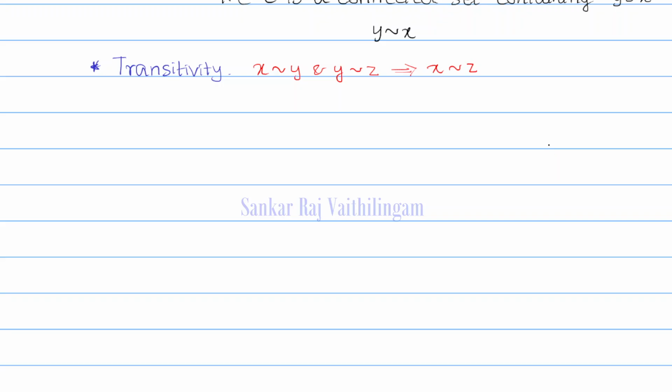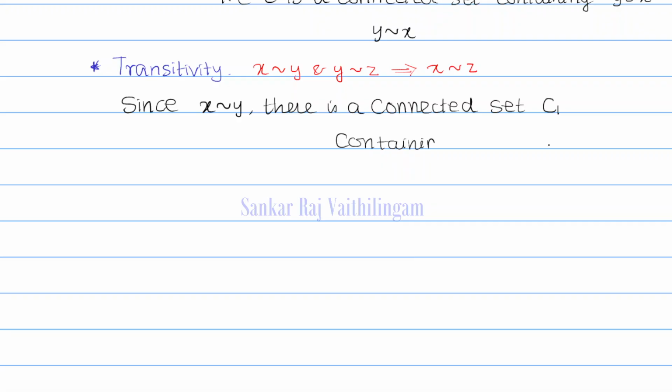தட் இஸ் ஃபர்ஸ்ட், since x is related with y, okay, there is a connected set, I call it to be C1, containing both x and y. Okay, x-யும் y-யும் கண்டெயின் பண்ணி இருக்கிற மாதிரியான ஒரு கனெக்டட் செட் எனக்கு கண்டுபிடிக்க முடியும்.